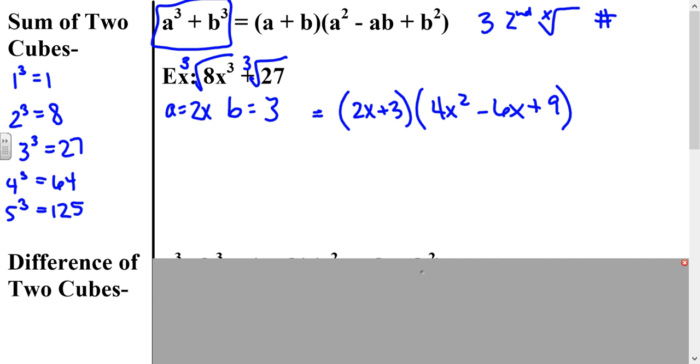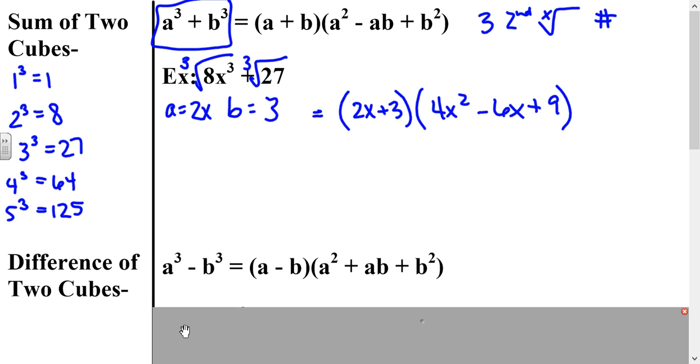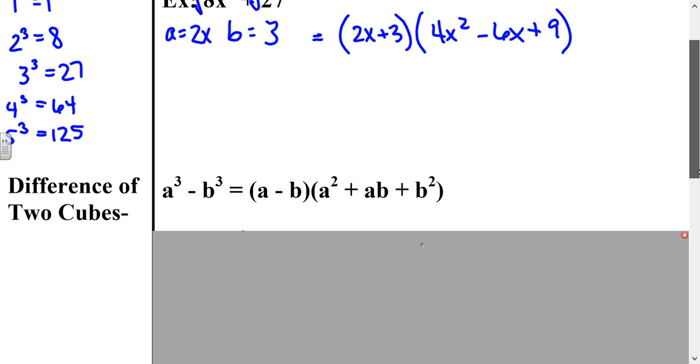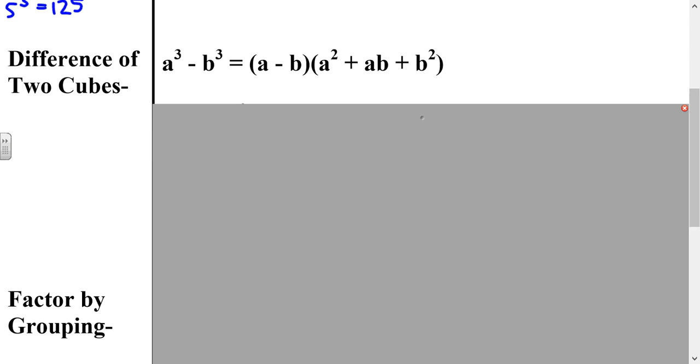Now, difference of cubes is very similar. The formula is just slightly different. If you have a cubed minus b cubed, that would be a difference of cubes, and this would be the formula for that. You'll notice it's the same except for these two signs right here.